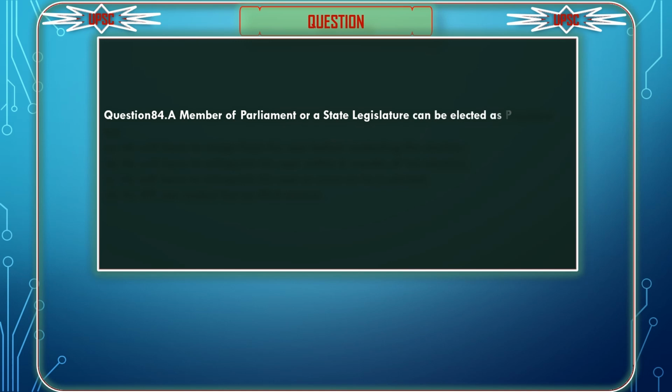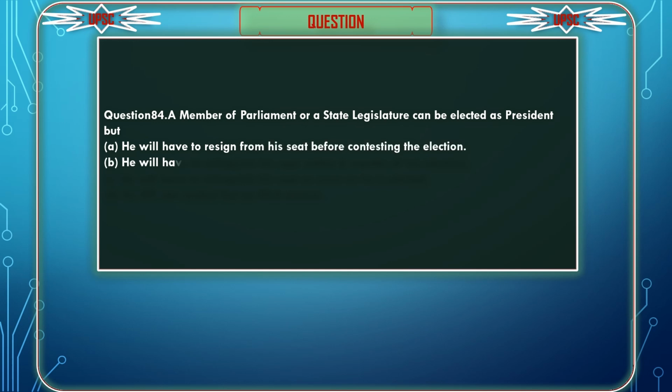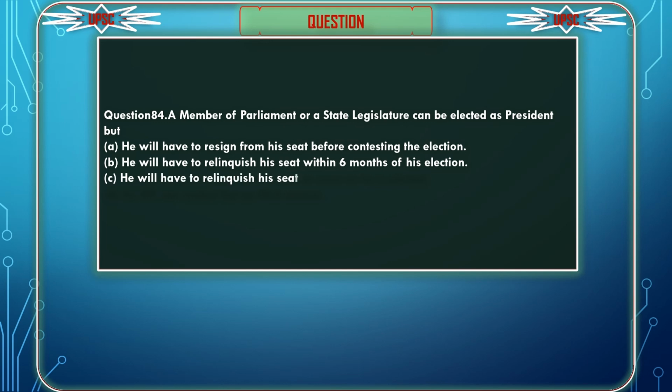Question 84. A member of Parliament or a state legislature can be elected as President, but A. he will have to resign from his seat before contesting the election. B. he will have to relinquish his seat within 6 months of his election. C. he will have to relinquish his seat as soon as he is elected. D. An MP can contest, but an MLA cannot.